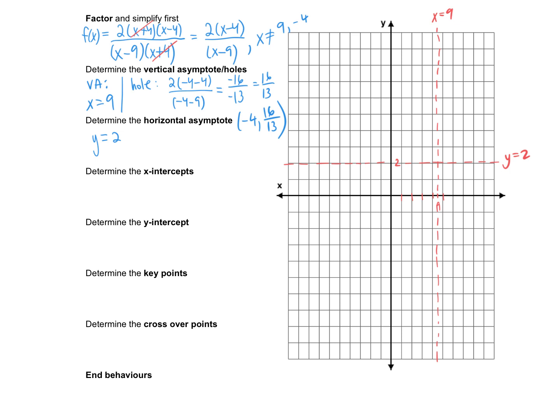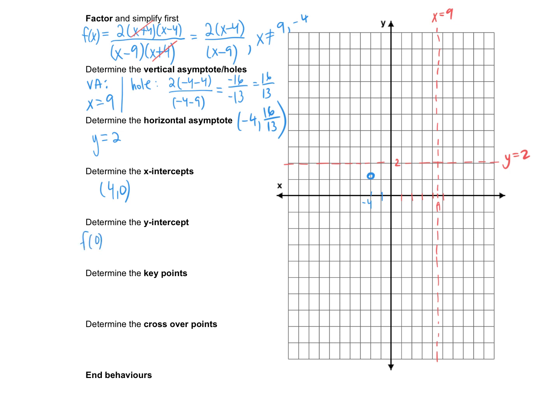16 over 13 is 1 point something. So I'm going to go ahead and plot that. And remember that my scale is 2 units per box. So this is where negative 4 actually is. And there's the hole. For the x-intercept, it's about the numerator. When the numerator is equal to 0, 2 is not going to do anything. x minus 4 will. My x-intercept is 4 comma 0, because that's when the numerator is equal to 0.